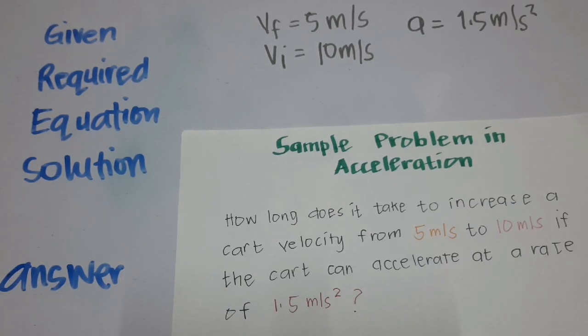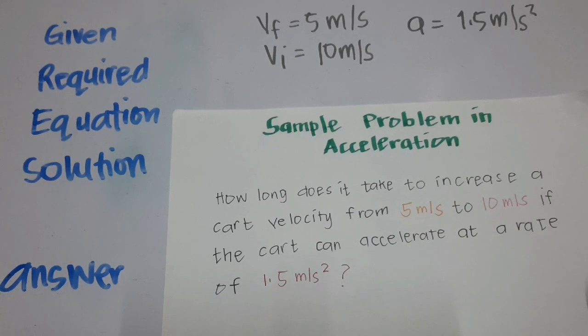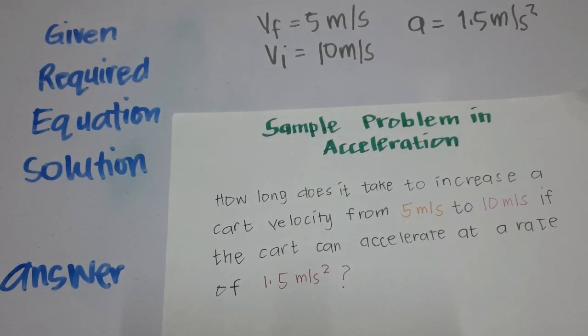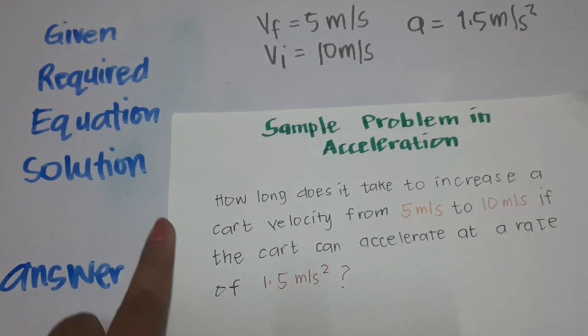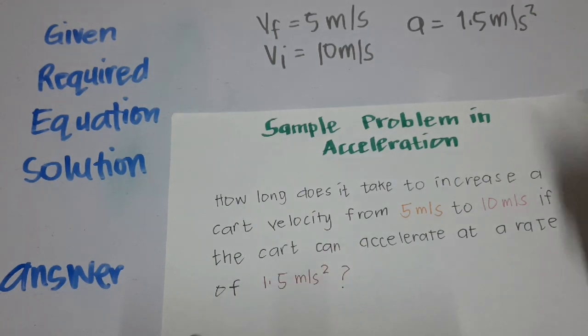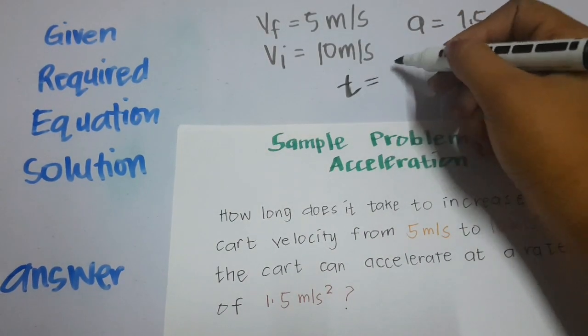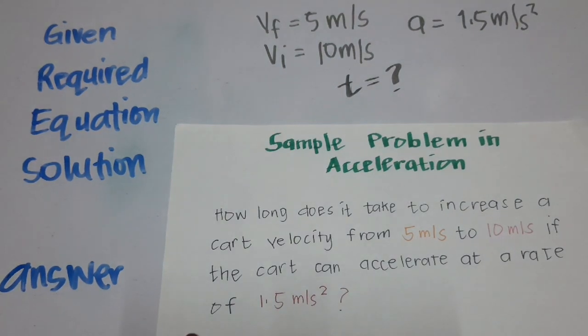So now let's identify what is the required or the unknown. Here in our problem, we are asked to find the time. Okay, because how long does it take? So t is the unknown, or the time.